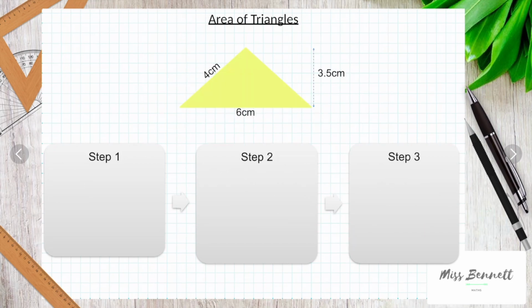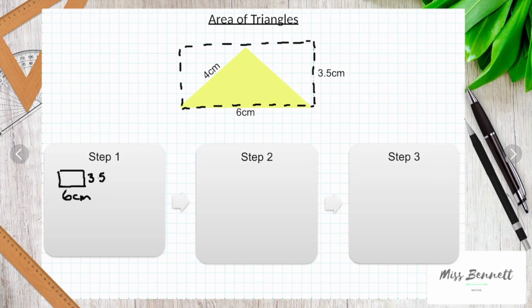This triangle is slightly different, but the steps are exactly the same. So make a rectangle. Once you've got your rectangle, write down the base and the height. All the measurements are in the same units, and this measurement here is no use for this question. Step 2. Multiply the base and the height together. 6 centimetres multiplied by 3.5 centimetres. Plenty of methods to do this. I'm going to show you the way I do it.